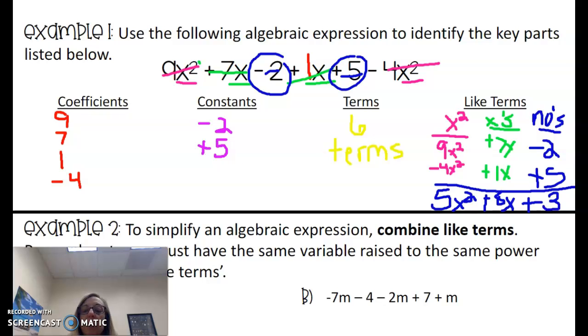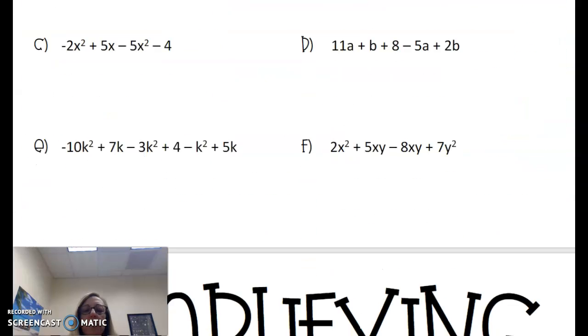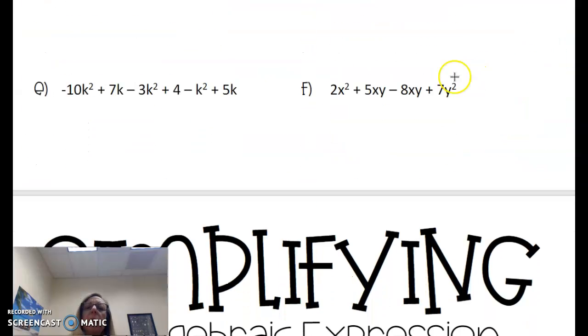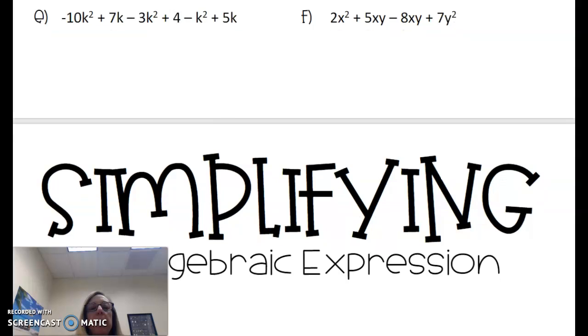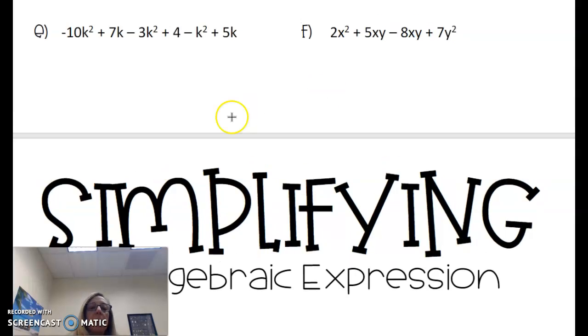Now we're going to do some examples of combining like terms. What I want you to do is do the two examples with me, and then you're going to do some on your own. I want you to go down to letter E, because E I think is going to be very important to look at because it's a little bit more difficult. I'm going to put E right there so that you can see the whole thing.